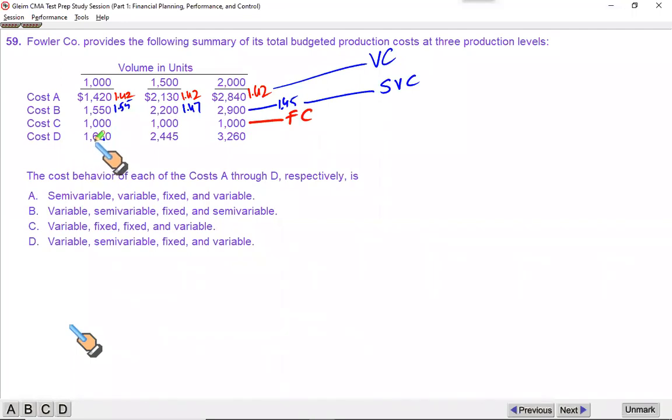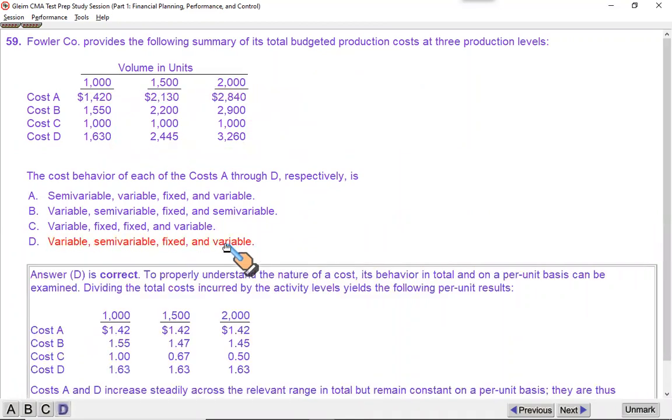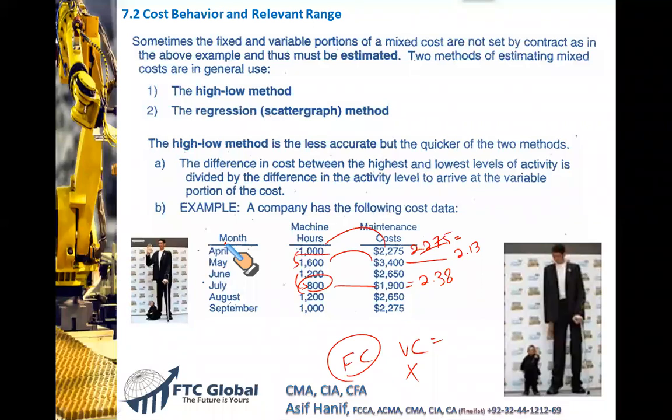And what about the last one, cost D? 1630 upon 1000 number of units produced, it is 1.63. Divide 2445 by the 1500. I'm using a different calculator today, and it is giving me trouble. 1.63. And I'm sure for the last one, it is 1.63 as well. So you just see that these costs are the same on a per unit basis. This is the unique feature of variable cost. So now what we have is variable cost, semi-variable, fixed, and variable. So that would make D the correct option, right? This is how we identify which cost is which: variable, fixed, semi-variable.